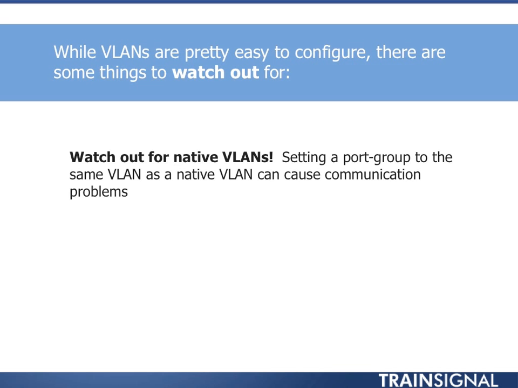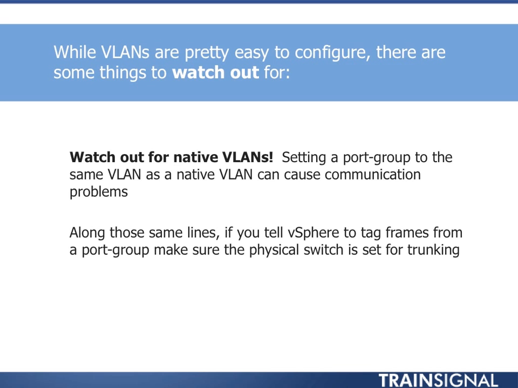My suggestion is not to change the vSwitch, but to instead go and take it out of being native on the physical switch. Along the same lines, if you tell vSphere to tag frames from a port group, make sure the switch is set for trunking. That's what we just said. Trunk the VLANs you need and only the ones you need. Again, best practice. I wish more people would do that, but they don't.